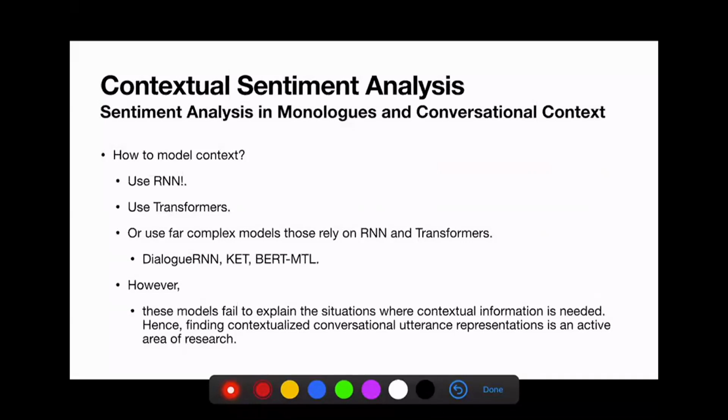Okay, so next, how do we model this context? In the literature, we saw the usage of RNNs, transformers, and even far more complex models like DialogueRNN, KT, BART, MTL that rely on those RNN or transformer networks. But these models fail to explain why and how they utilize context. They even fail sometimes where the contextual signal is very trivial to guess. You can have a simple rule to say that this is positive or negative, but they completely fail to even explain that situation.